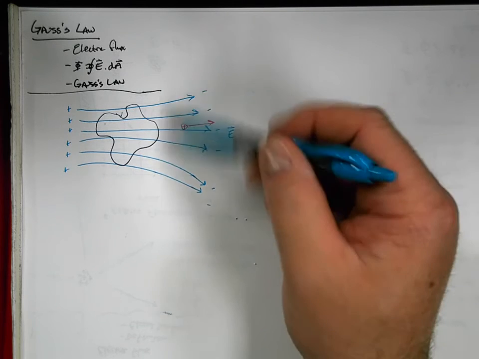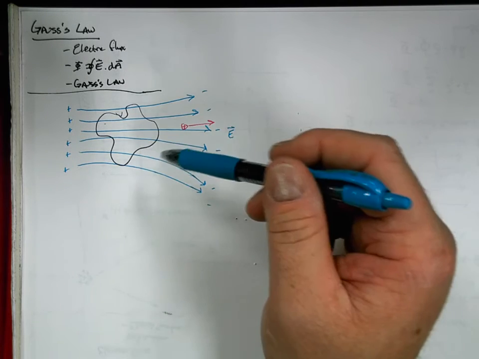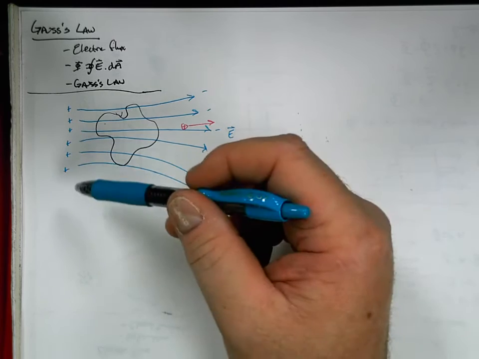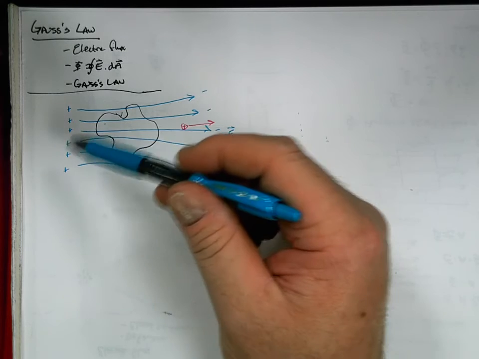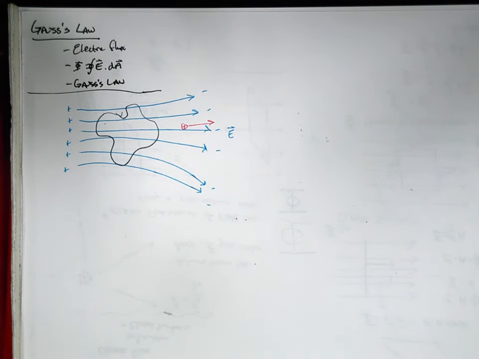And the number of lines that we have is always proportional to our relative charge. So if we have double the charge over here and half the charge over here, then this is going to have twice as many lines coming from it as we have over here, that sort of thing.